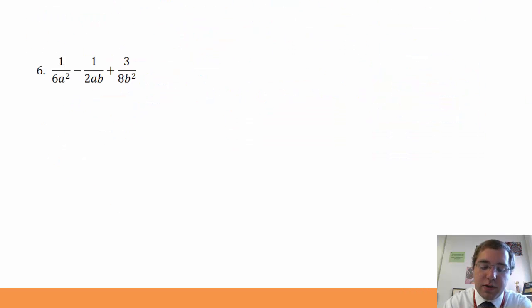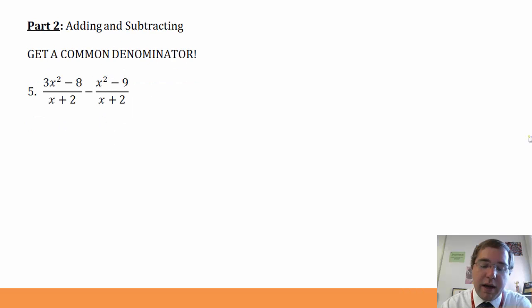Okay, part 2. Adding and subtracting rational expressions. And the key, as with adding and subtracting any fractions, is to get a common denominator first. So number 5 here, we've already got a common denominator. That common denominator is x plus 2. So once we have the common denominator, we just add or subtract the numerators. Here it's going to be subtraction, because we're subtracting these two fractions here in the middle.